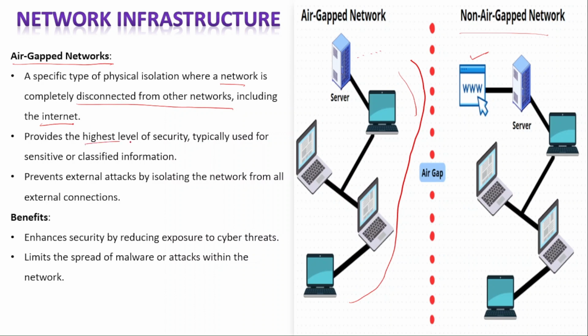It provides the highest level of security, typically used for sensitive or classified information. It prevents external attacks by isolating the network from all external connections. So of course, since your network is not connected to external networks such as the internet, there is no chance of accessing or launching attacks from external networks. Benefits include that it enhances security by reducing exposure to cyber threats and limits the spread of malware or attacks within the network.